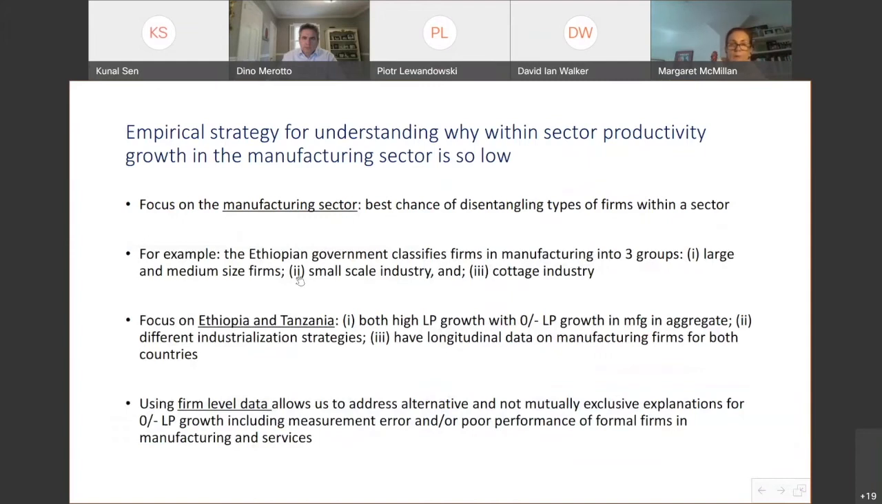And we focus on Ethiopia and Tanzania because they both had rapid labor productivity growth. They both have longitudinal data for the manufacturing sector, firm level data. And they've also followed different industrialization strategies, whereas Ethiopia's strategy is focused on global value chains and exports to the West, Tanzania's strategy has focused much more on exporting to its neighbors, resource-intensive products.